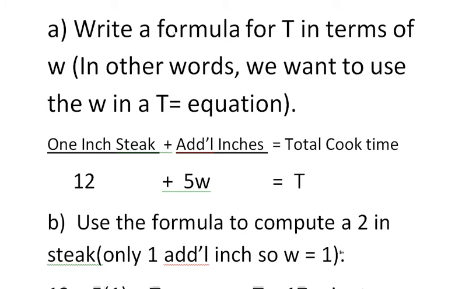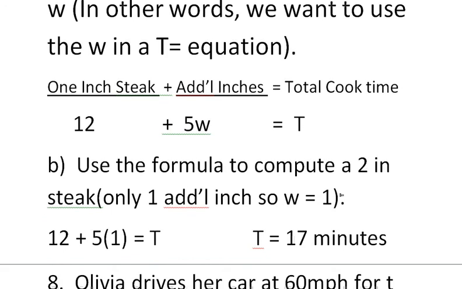So we're going to use the formula to compute a 2-inch steak, okay? But it's only 1 additional inch. So when I plug it in here, I don't want to plug a 2 in here because that would be 2 additional inches. That would be a 3-inch steak. I'm only being asked about a 2-inch. So I use 1 additional inch, so my W equals 1 that I would plug in here. Plug those in, and I find out it'd take me 17 minutes to properly broil that steak.